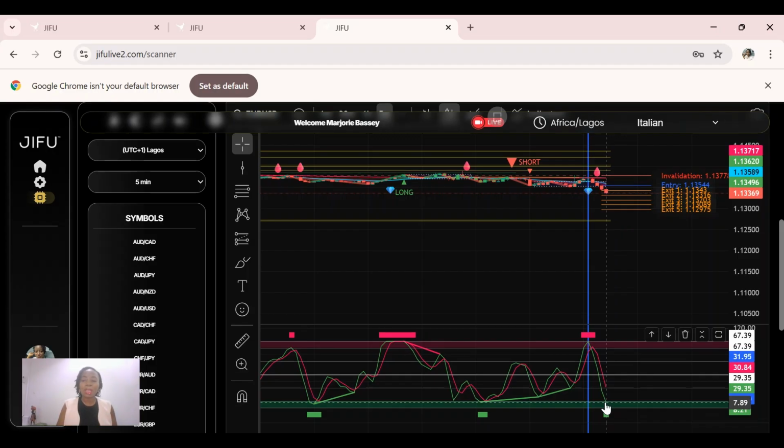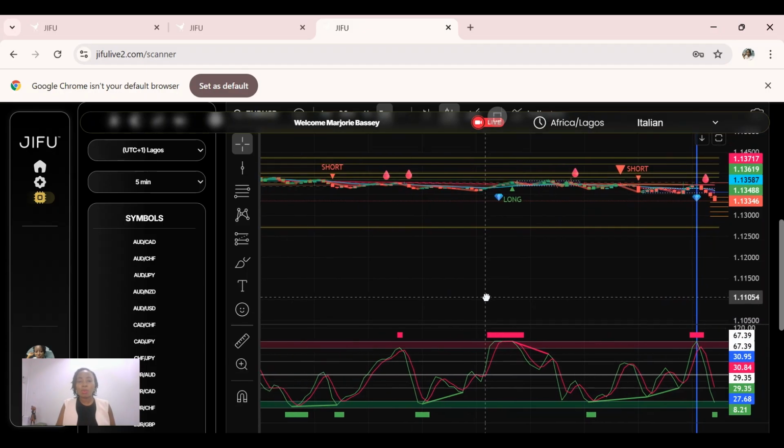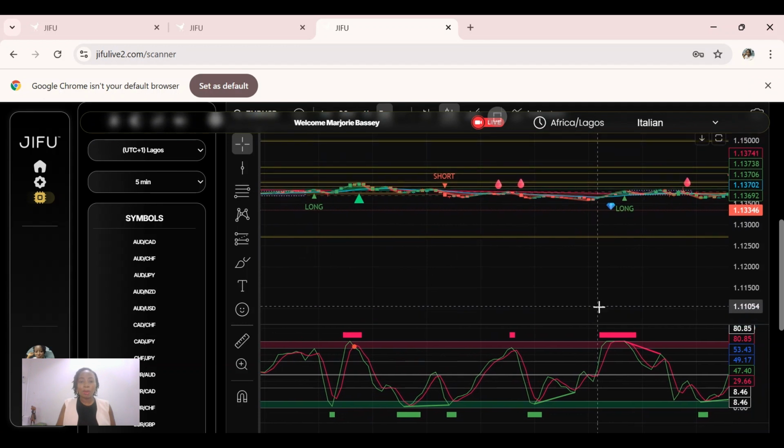So if you're taking a buy, like at this point where it says long, and these two wavy lines, the red and green wavy lines, are at the top, that trade is not yet ready for a buy. So let's look at the different points when it said long.